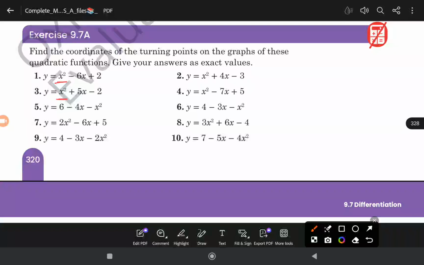But if there is a negative sign with x square, and if there is a number with x square, there is a method of taking common of the negative sign or the numbers before you apply the completing square method. So we will learn how we can apply the completing square method in these different types of equations. So let's start with question number 3.